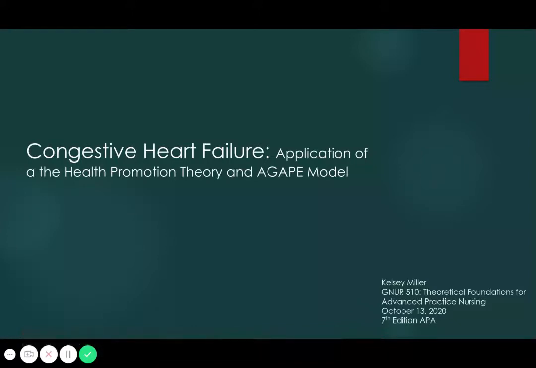All right, so my case study is on a patient with congestive heart failure, and I'm going to be applying the health promotion theory to that and talk about how the agape model goes along with that as well.